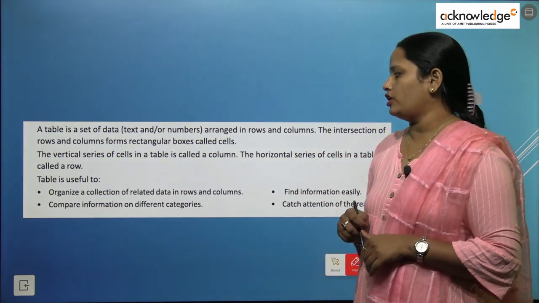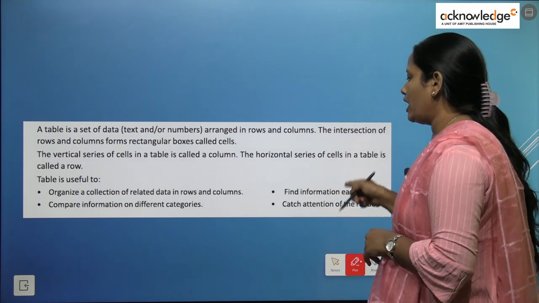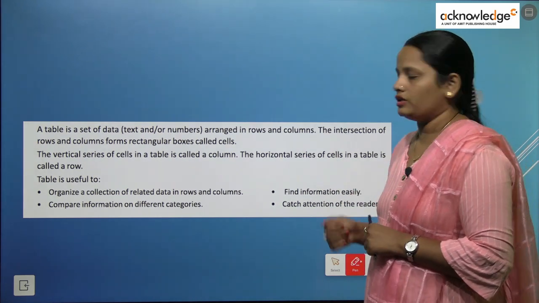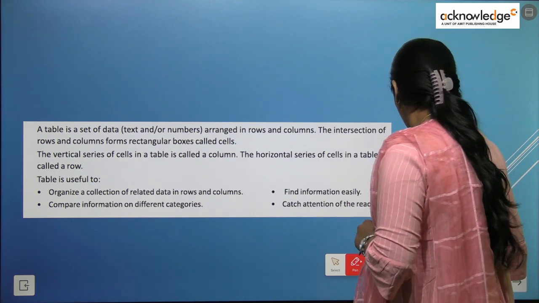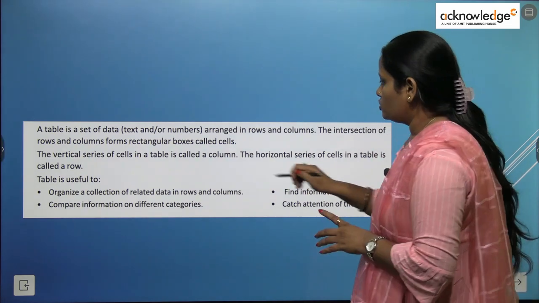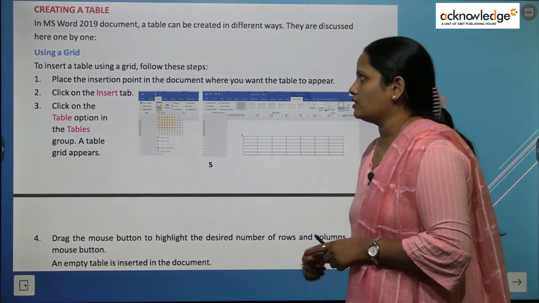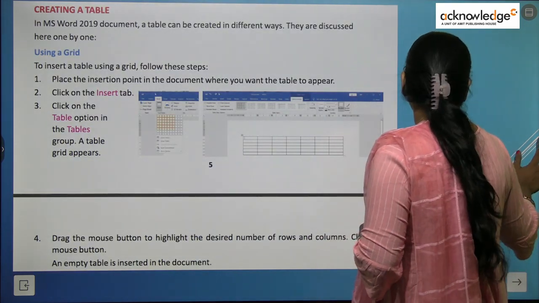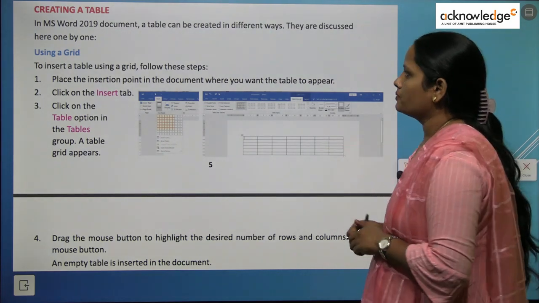Compare information on different categories. We can compare information given on different categories. Find information easily. We can also find information and catch the attention of the reader. So whenever there is a table in front of you, your eyes will go there first, just like where there is a picture, eyes go there first.